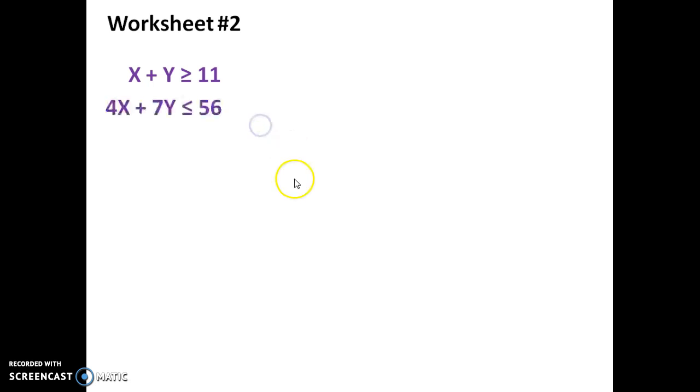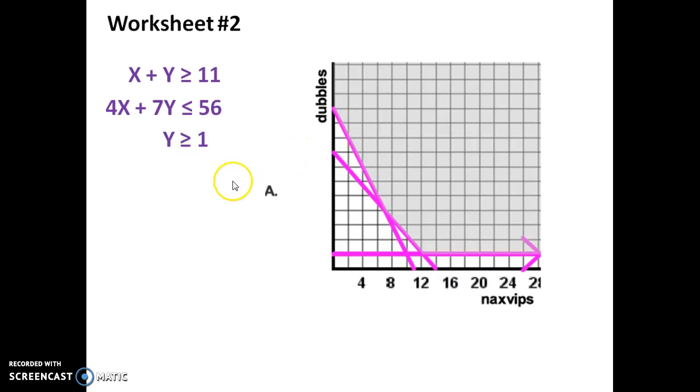So we have x plus y is greater than or equal to 11, 4x plus 7y is less than or equal to 56, and y is greater than or equal to 1. So we start with y is greater than or equal to 1. We have the appropriate line. We're shaded in the appropriate region, so we're good to go as far as satisfying that inequality.